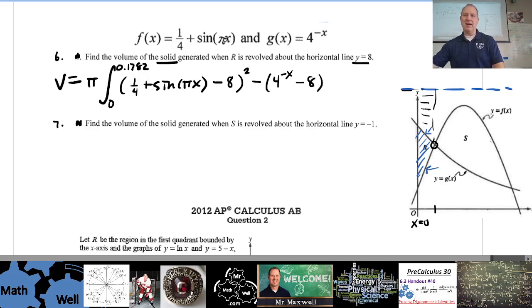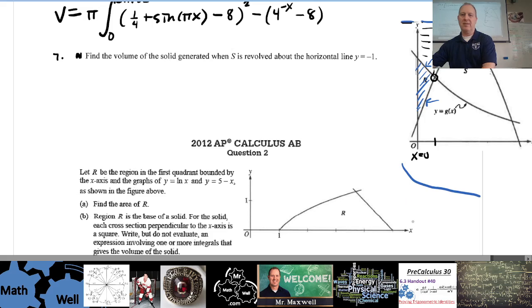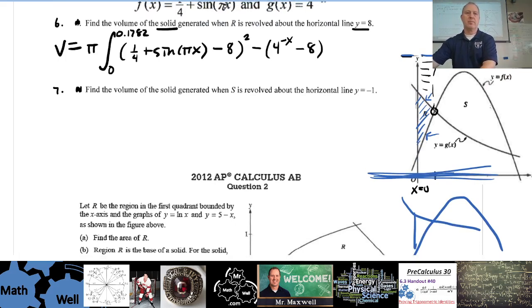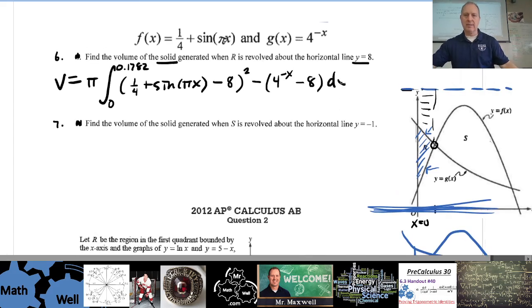And again, I can't really stress this enough. I've mentioned this before, but what happens when we subtract this 8 from both of them? It's like we're bringing both functions down 8 units, right? This one down to here, and this one down to here. So we're bringing everything down so that this is like a new axis of rotation. It just brings everything down so we can rotate around the x-axis without actually doing that. So that's why it works. Okay, and then dx. How's that look? Square. Miss the square. Thank you very much. That's what I'm looking for. Okay, good.